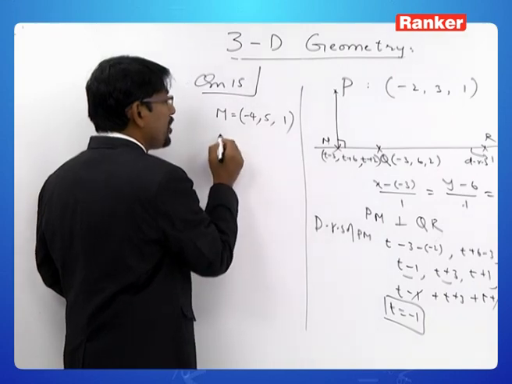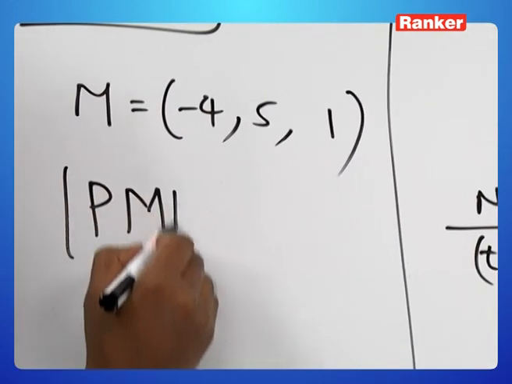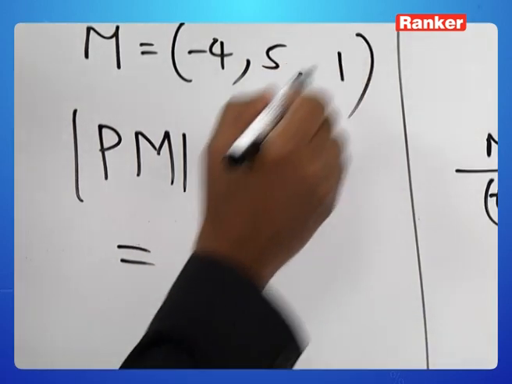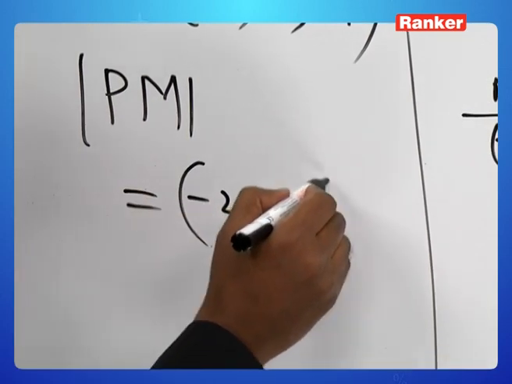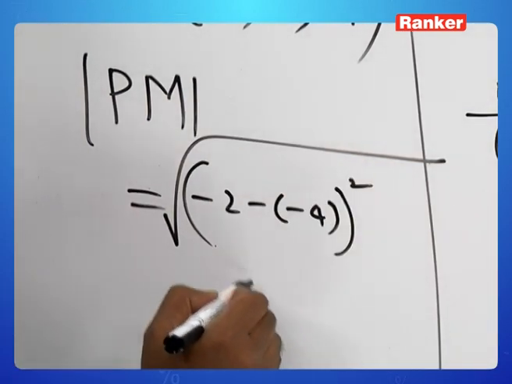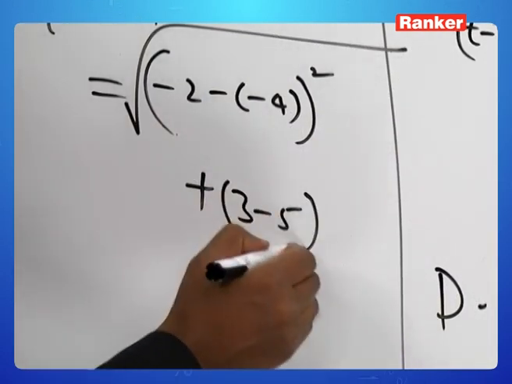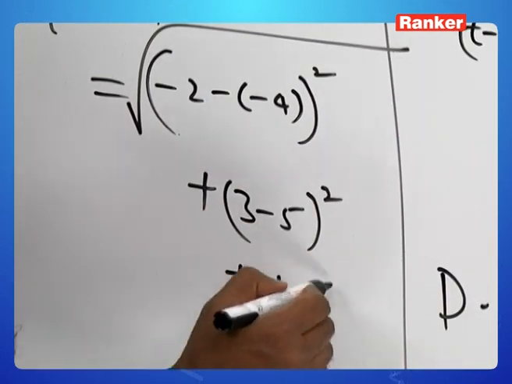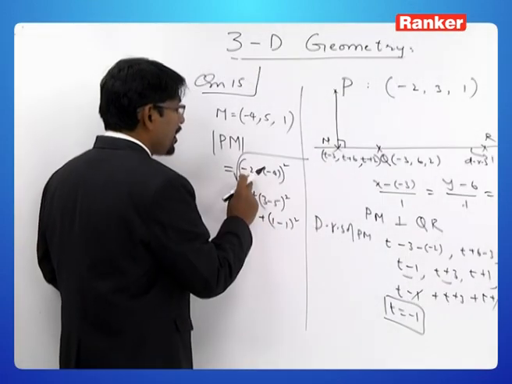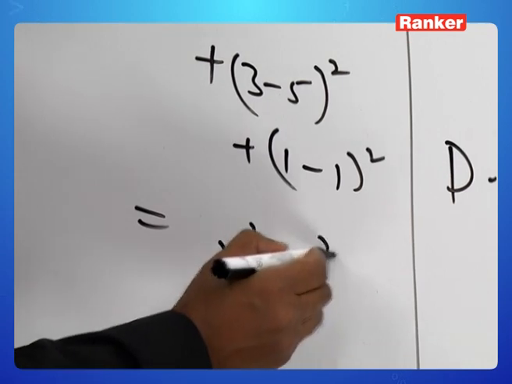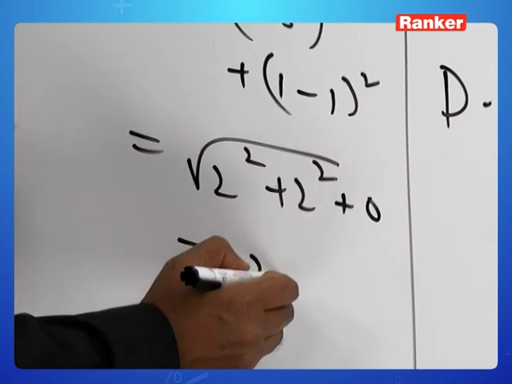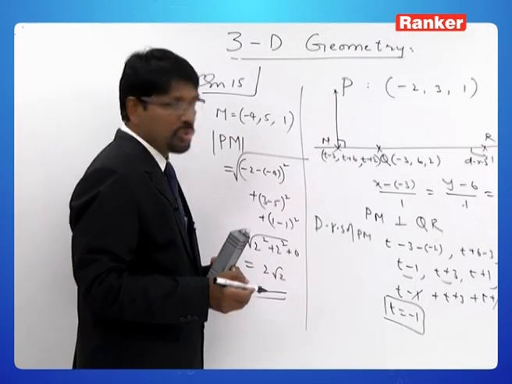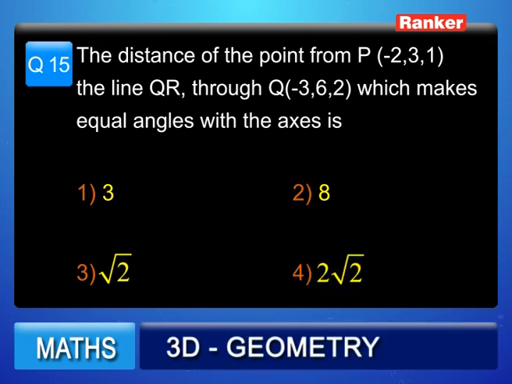So I just need to find the PM length now. Length of PM is the square root of (-2 minus of -4) whole square, plus (3 minus 5) whole square, plus (1 minus 1) whole square. So that makes it the square root of 2 square plus 2 square, and that gives us 2√2. So option 4 is correct. The answer is 4. The fourth option is correct.